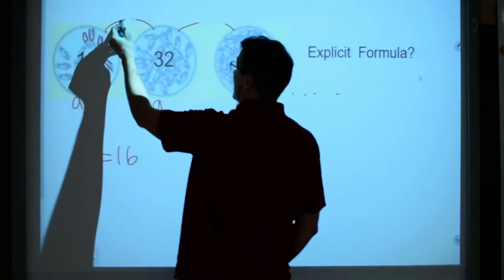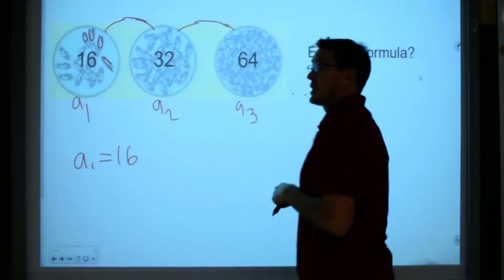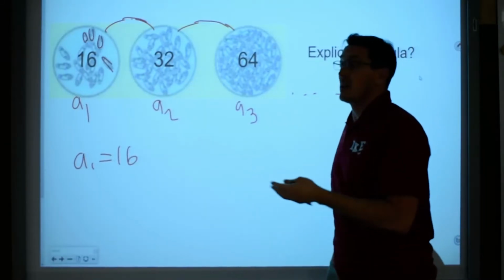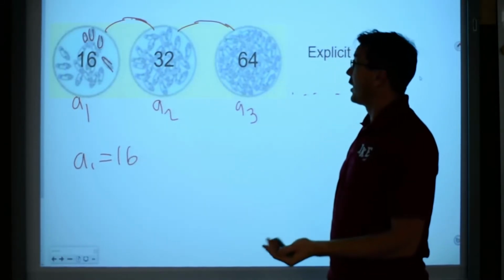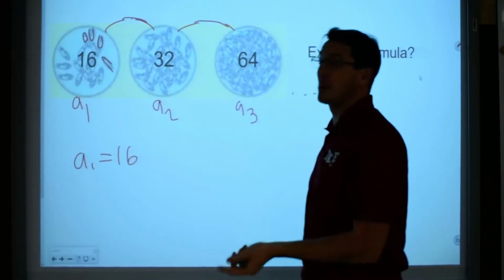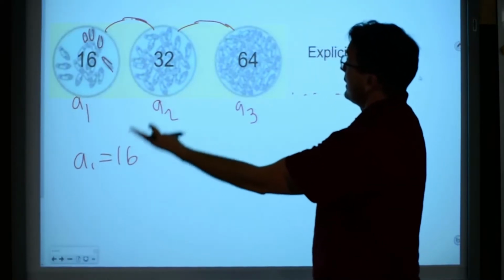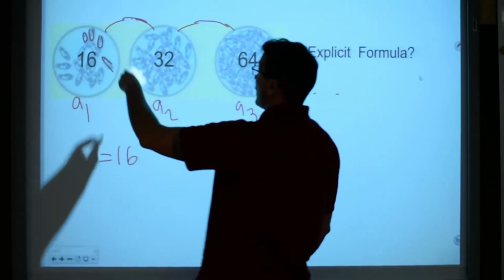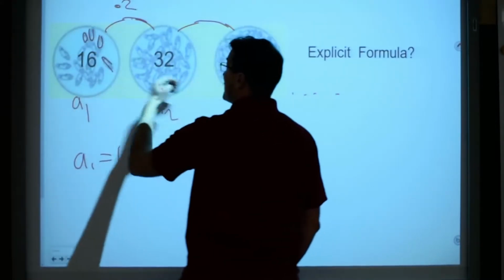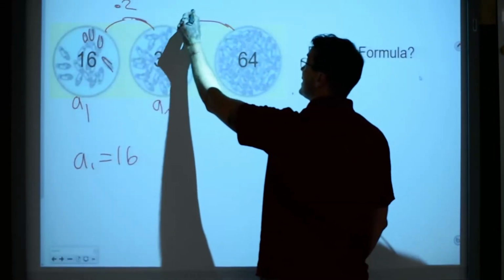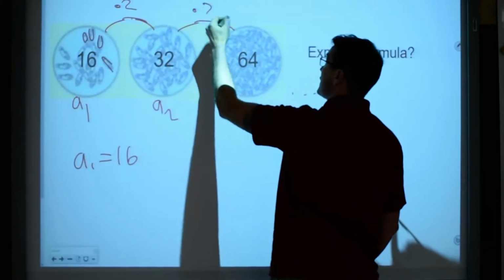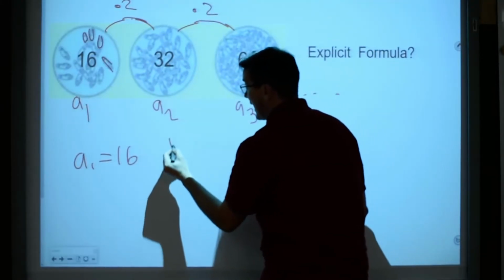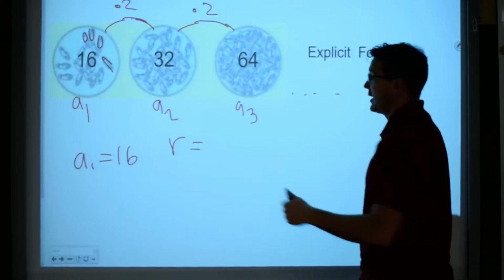So the next thing to check is a ratio. And a ratio means we're multiplying. Since we're getting bigger, it's going to be multiplying by a whole number or a whole number plus some part, just something bigger than 1. So 16 times what makes 32? 16 times 2 is 32. Let's see if that continues out. Is 32 times 2 64? The answer is yes. So then I have a ratio, and it's 2.